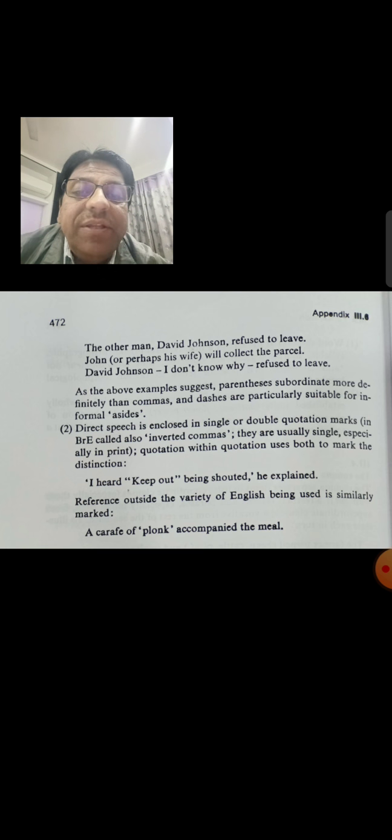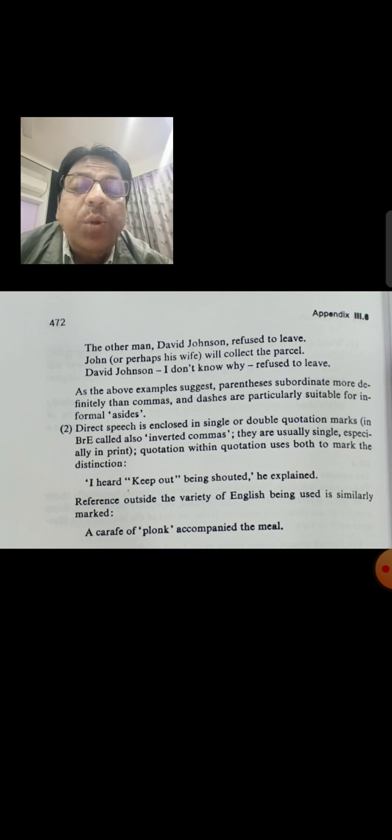So the parenthetic material is additional information which can be removed from a sentence, and the sentence is still valid, is still meaningful. Now if we were to remove David Johnson from here, the other man refused to leave, the sentence is still meaningful. The second example is that of brackets. So, John (or perhaps his wife) will collect the parcel. So this parenthetic material can also be removed, and we can have John will collect the parcel. We are only providing additional information within brackets.